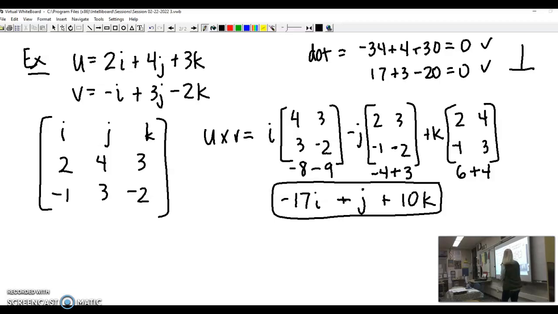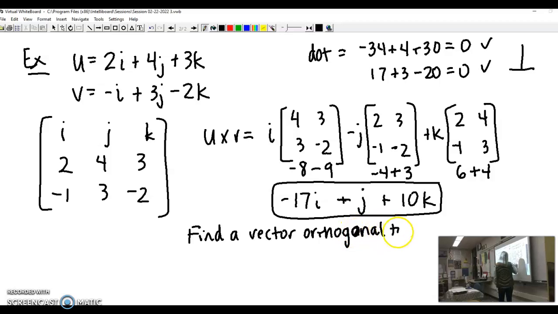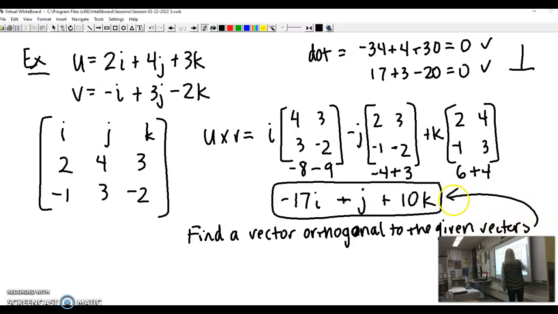So sometimes it will say, find a vector orthogonal, that's an O, to the given vectors. That's what we did. So the instructions might not say do a cross product. It might say find a vector orthogonal to the given vectors. That means do the cross product.